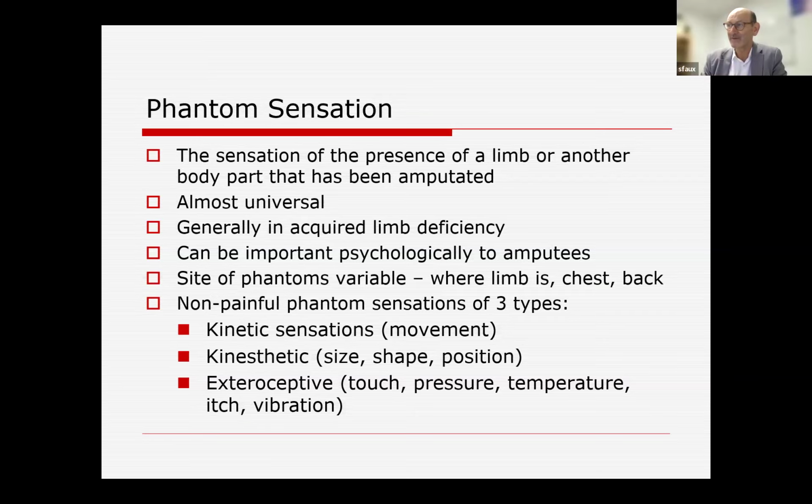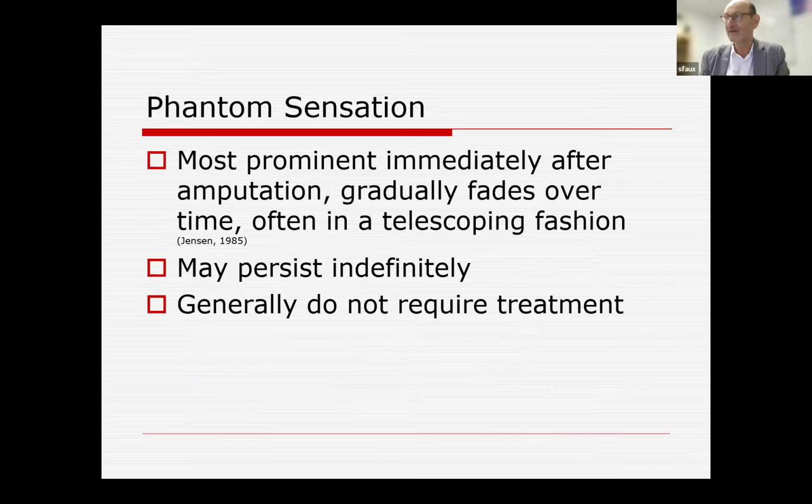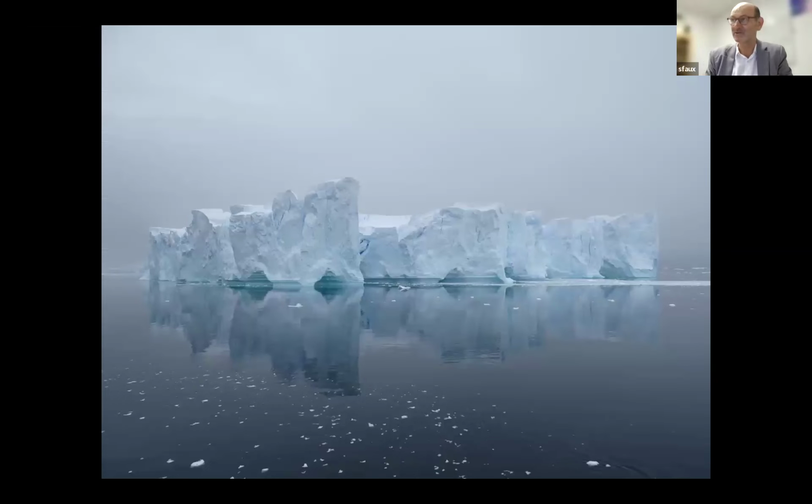There are non-painful phantom sensations of three types. They're called kinetic sensations or movement. They can be kinesthetic, which is the shape or positioning of the leg. So some people feel that they can feel their missing leg, but it's shorter. And sometimes it's exteroceptive, so you can feel touch or pressure or vibration in the missing limb. It's most prominent immediately after the amputation and gradually fades over time. And it's often felt to fade or change in a telescopic type fashion. It can persist indefinitely, and it doesn't require treatment, just education and reassurance.